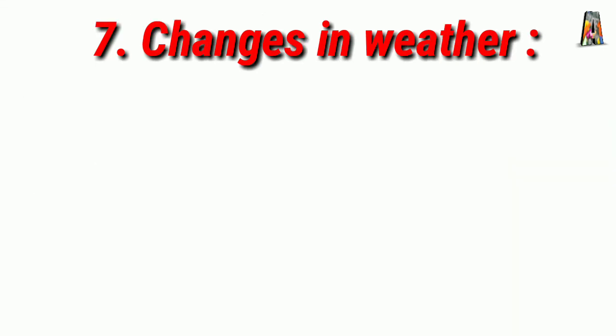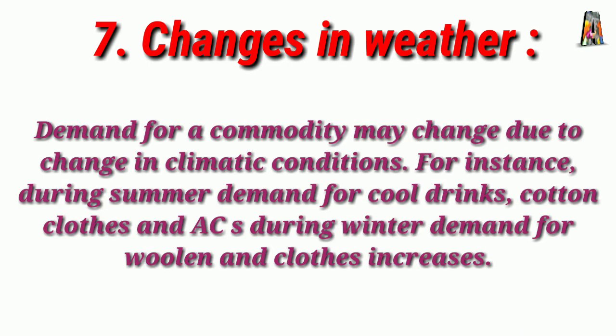Seventh one is changes in weather. Demand for a commodity might change due to a change in climatic conditions. For instance, during summer, demand for cool drinks, cotton clothes, and AC increases. During winter, demand for woolen clothes increases.